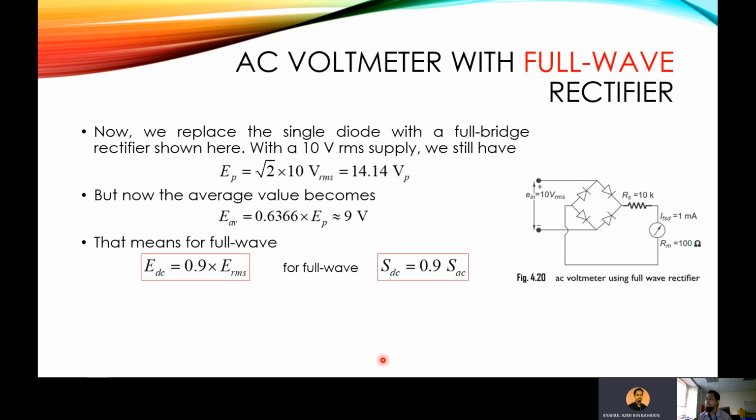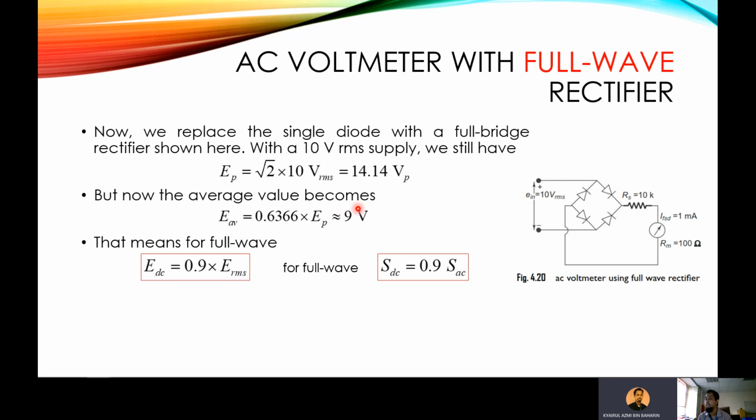Okay, now let's look at the full wave rectifier. For the full wave rectifier, we have a configuration shown in figure 4.20 here. We replace the single diode with a full bridge rectifier. We still use the same supply, 10 volt RMS, so the peak value is still the same. But now the average value for a full wave, we get 0.6366 multiplied by the peak value, so we get double the voltage, 4.5 times 2, roughly 9 volts.